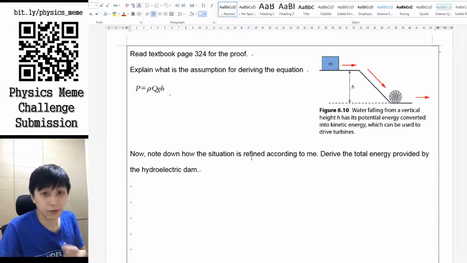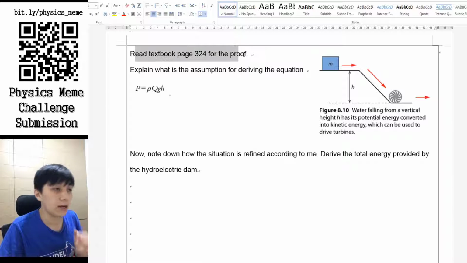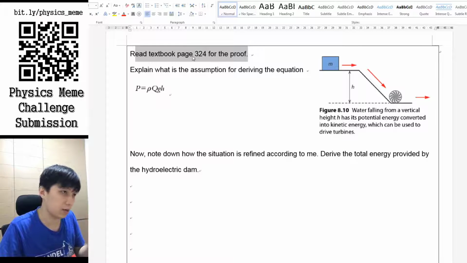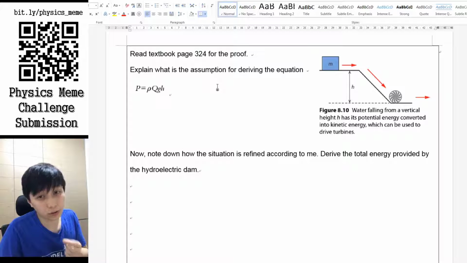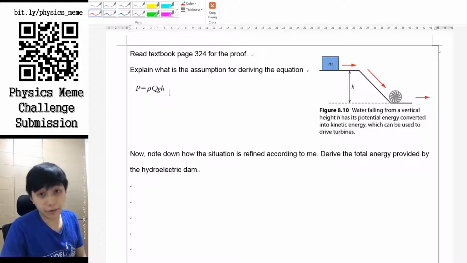So the task that I would like to give you right now is, instead of deriving it, I want you to read how they derive it in the textbook, page 324. And again, this is the equation. I want you to tell me and state here what kind of assumptions, maybe one or more than one, that they make when they try to derive this equation. So pause the video, try to read and write down yourself. We'll go through it together. A few moments later. Okay, so let's see how many you can think of.